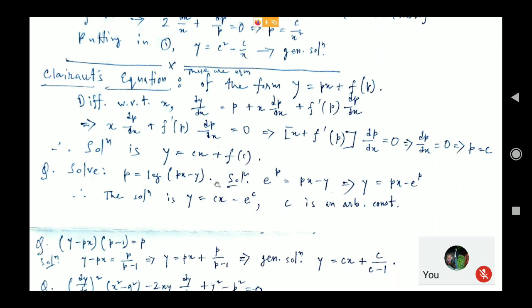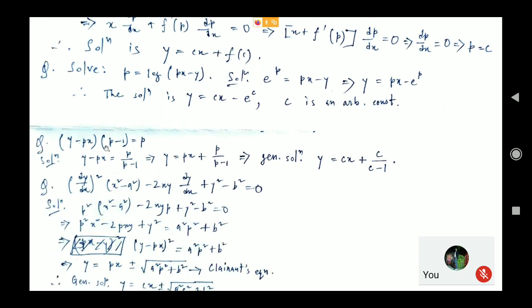Directly you can write, or you can show these steps also. No problem. If you want to show, you can show, or otherwise you can directly write, because it's an established method. We have discussed here how if you replace p by c, then we have a solution. This is the solution.